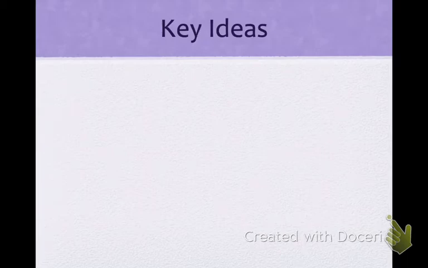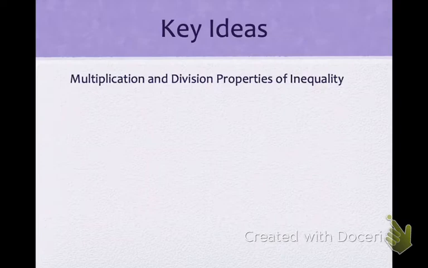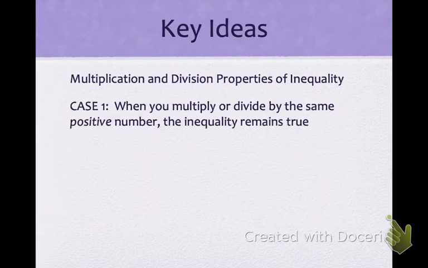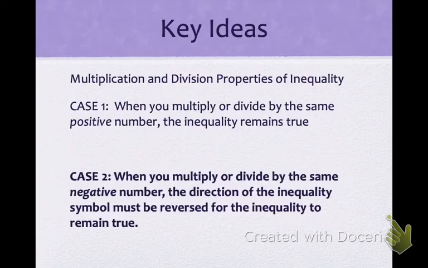Okay, now we're going to look at another key idea. So again, multiplication and division properties of inequality. Write this in your notebook. So if you need to pause the video, pause the video. When you multiply or divide, we already wrote this, by a positive number, the inequality remains true. But now, when you multiply or divide by a negative number, the direction of the inequality symbol must be reversed for the inequality to remain true. Because remember, negatives are opposite, so we have to make our sign go the opposite. So if you need to pause the video, and when you're ready to move on, go ahead and hit play.